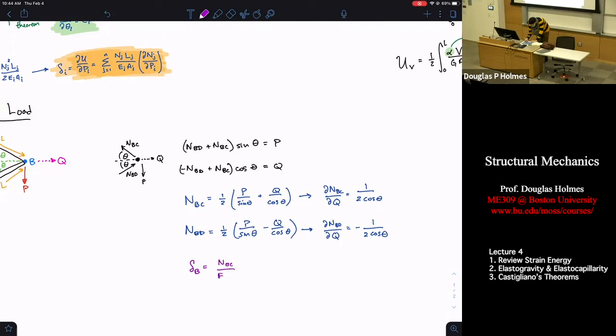NBC over EBC ABC times partial NBC partial Q, plus NBD over EBD ABD times partial NBD partial Q. And that's all times length because they both have the same length. And we have already done those derivatives, so we can substitute them in and solve for our final answer. I apologize for rushing.